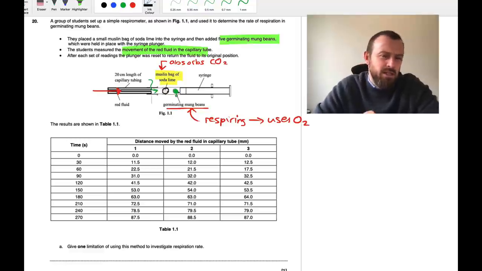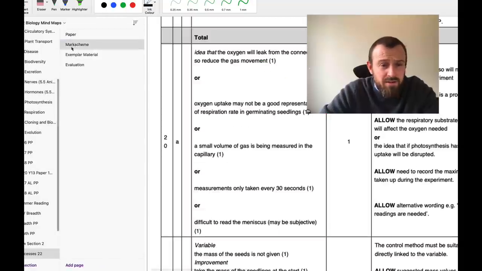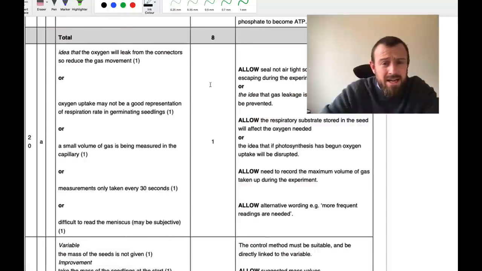Those are two things that spring to mind straight away. It might be difficult to measure the movement of fluid if it's moving. We're talking about movements in millimeters here, so it might be tricky to actually measure the position of the fluid. There's a few more in the mark scheme, which I've had a little look at already. And here they all are.